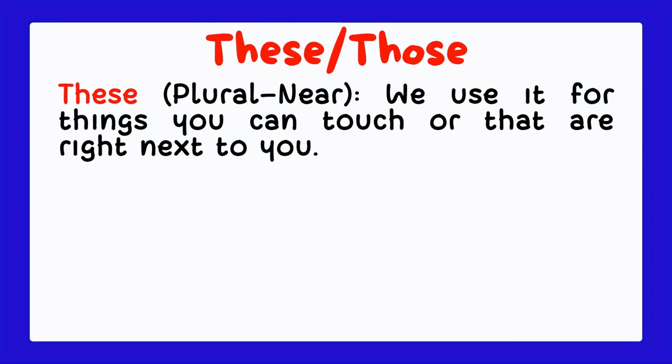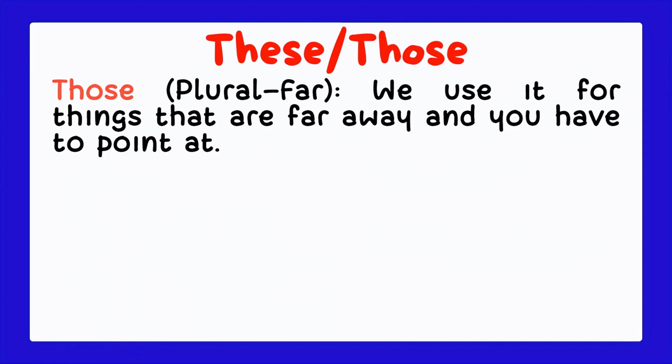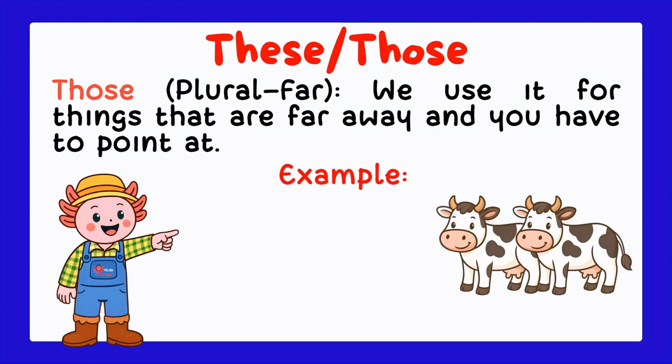These, we use it for things you can touch or that are right next to you. For example, these are horses. Those, we use it for things that are far away and you have to point at. Example, those are cows.